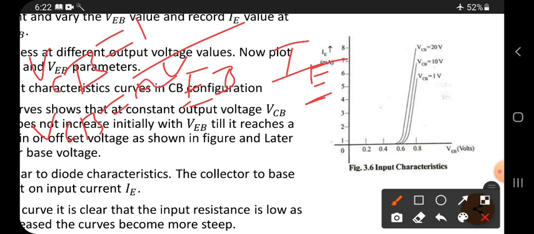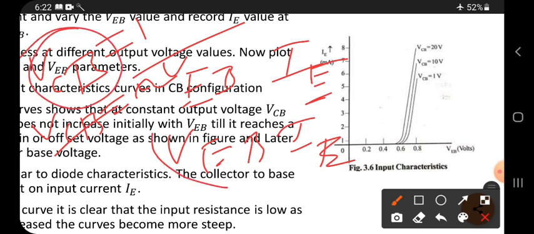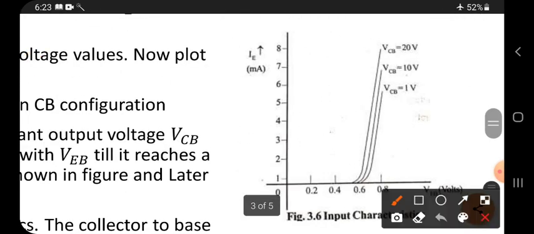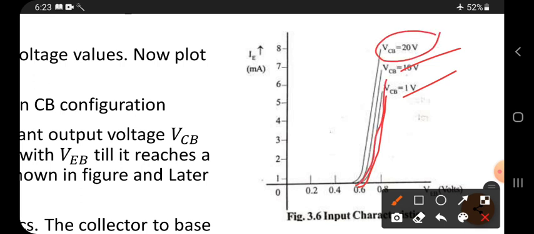Again record the VEB and IE values at this VCB, and at each different VCB note down the VEB and IE values and draw the graph. If you draw the graph, we get a graph like this. At VCB of 1 volt the graph is like this. As the VCB value is increased we get this line, and when VCB is increased again we get this line, like this.